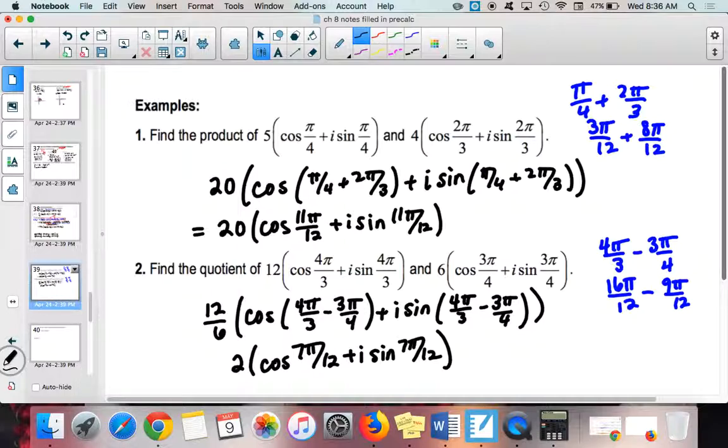Wait, what did it be? Minus I sine? This is the quotient. Nope, it's actually plus. Yeah. Is that what she was saying that I messed up earlier? No, okay, I'm good.